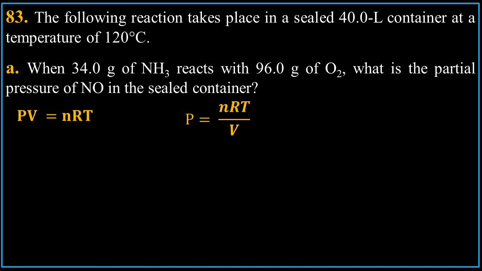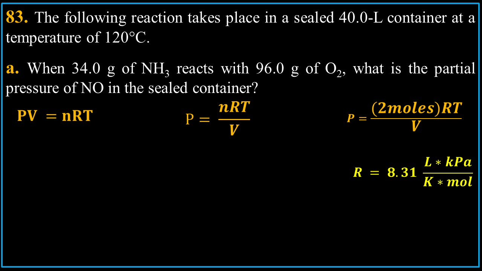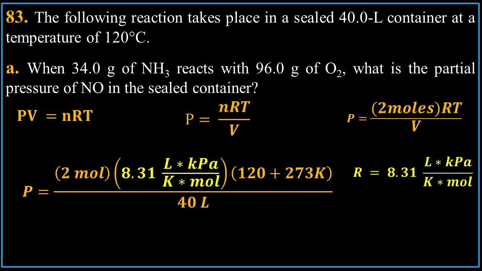All right. What I want to do is get the partial pressure of that many moles from the equation. So the pressure equals 2 moles RT over V. Remember, this is the ideal gas equation. There's R, 8.31 liter kPa per kmol. Now 120 degrees Celsius plus 273, and the partial pressure of NO is 163. And that answers the question.